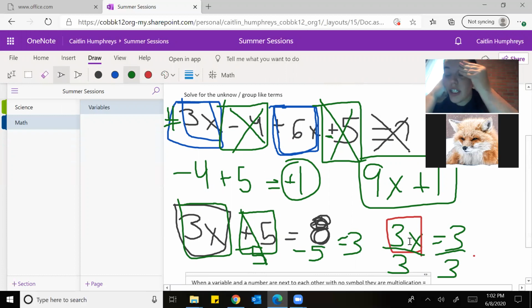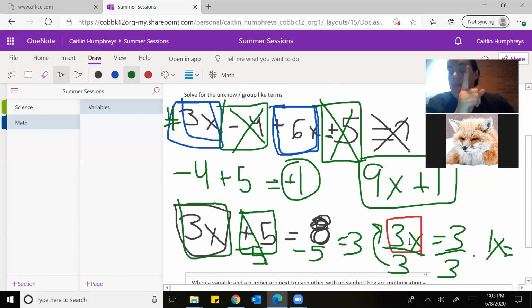A fraction is just division. It's asking you how many times does the bottom number go into the top number. 3 goes into 3 once. So I have 1x is equal to one of those x's. It's not a 0x, you're not zeroing anything out. 3 goes into 3 one time. So 1x is equal to some amount.